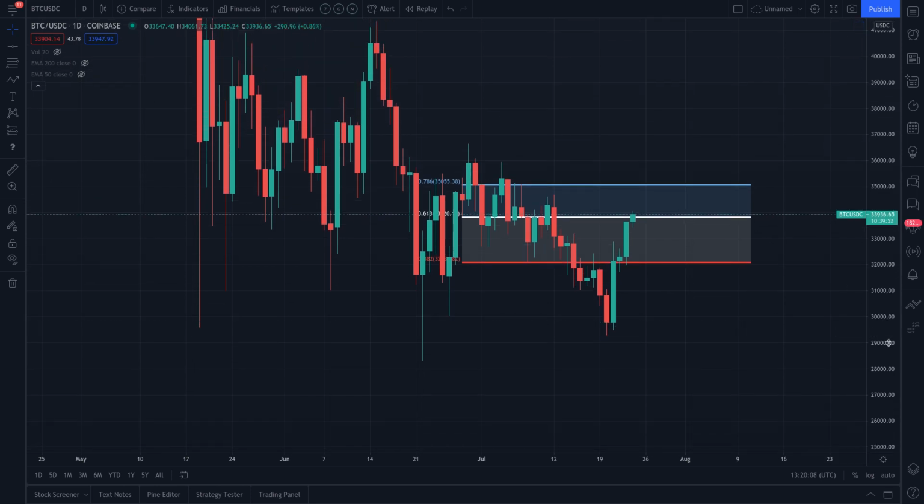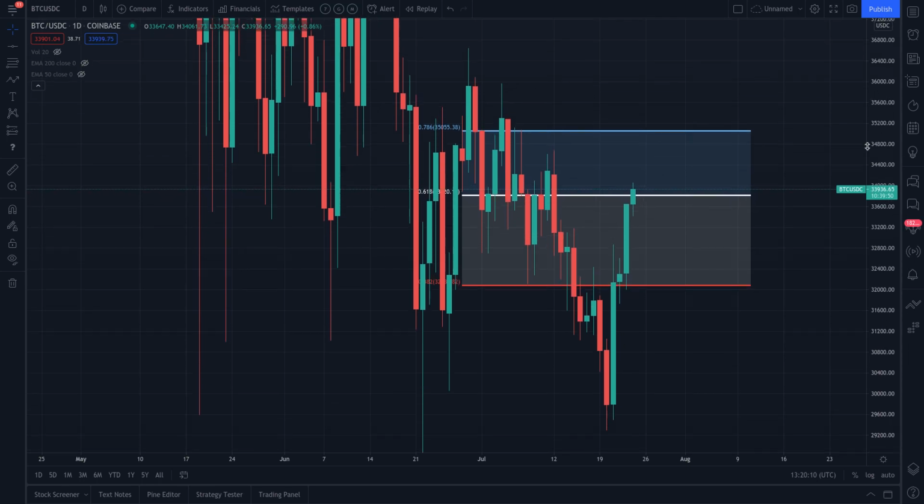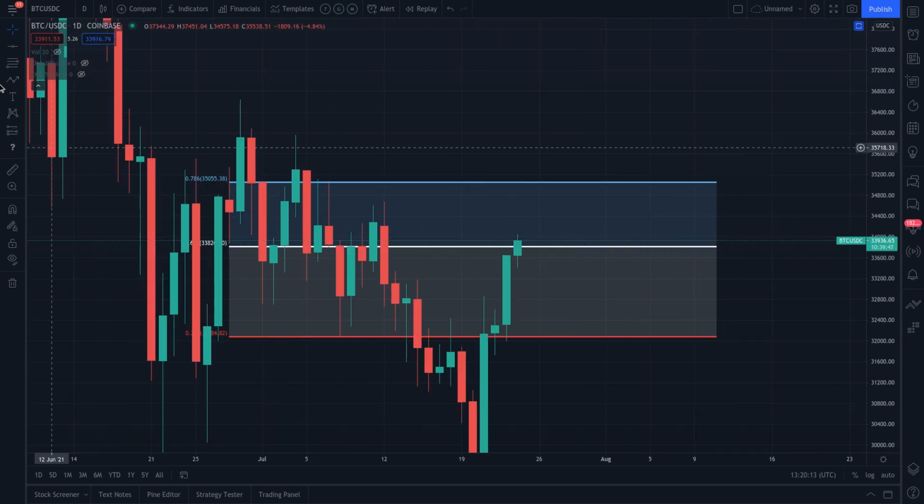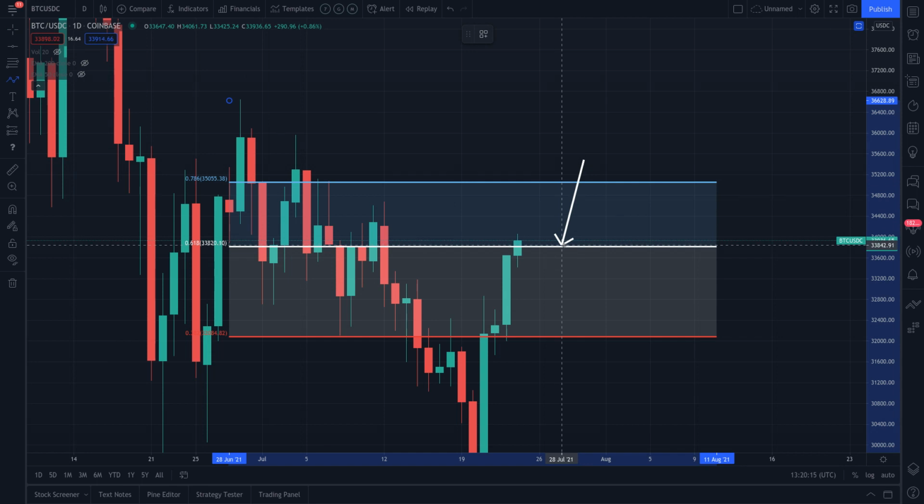38,000. Sorry, did I say 38,000? $33,800 is the level. This is this white line right here. It's basically the 618 on the Fibonacci retracement.